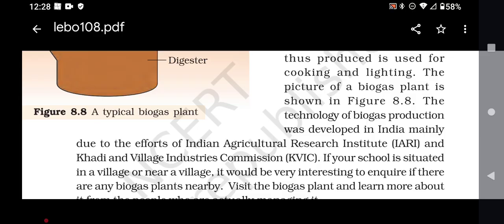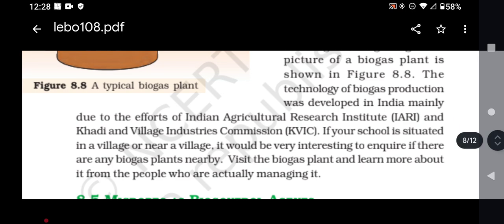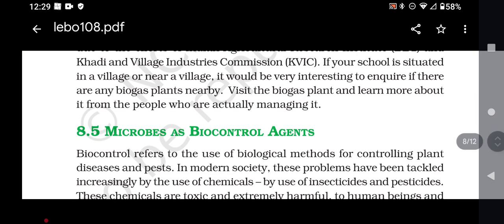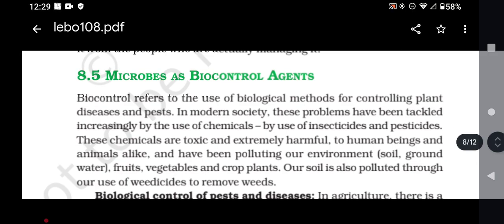If your school is situated in a village or near a village, it would be very interesting to inquire if there are any biogas plants nearby. Visit the biogas plant and learn more about it from the people who are actually managing it. Microbes as biocontrol agents. Biocontrol refers to the use of biological methods for controlling plant diseases and pests. In modern society, these problems have been tackled increasingly by the use of chemicals.